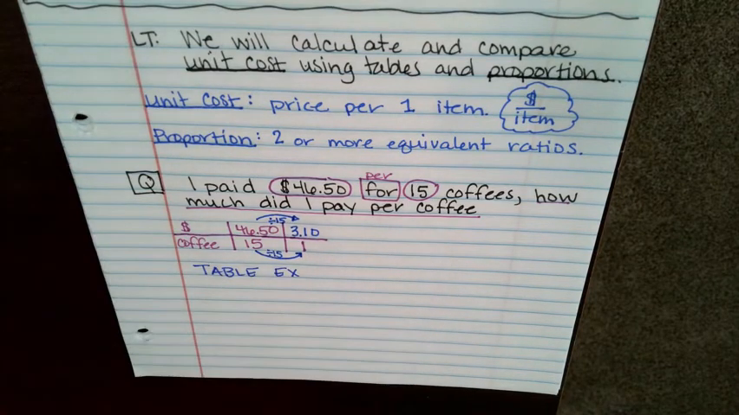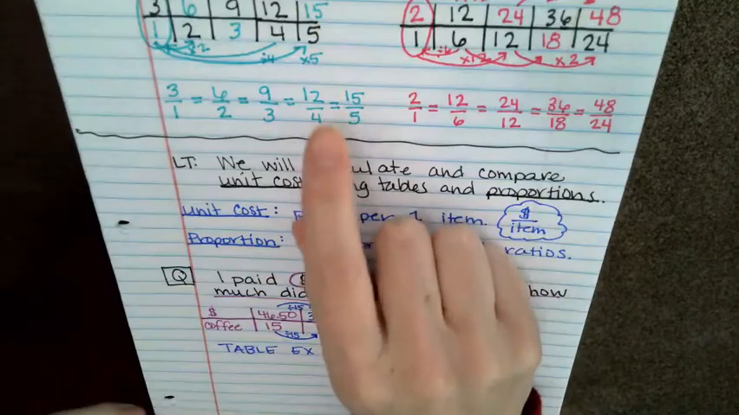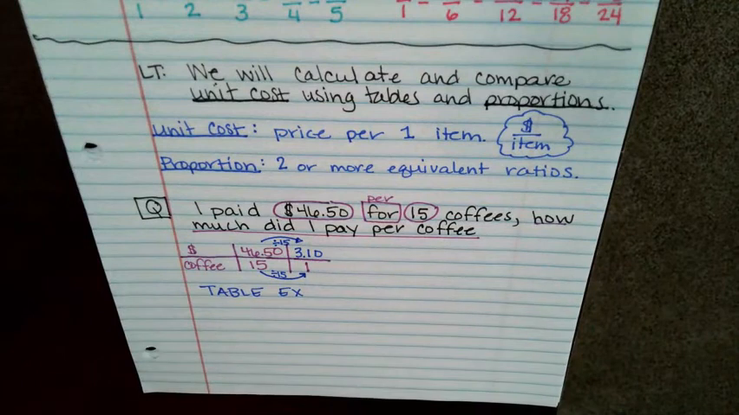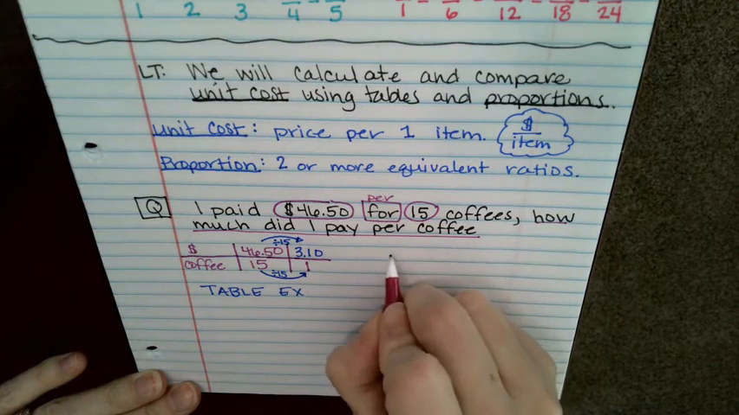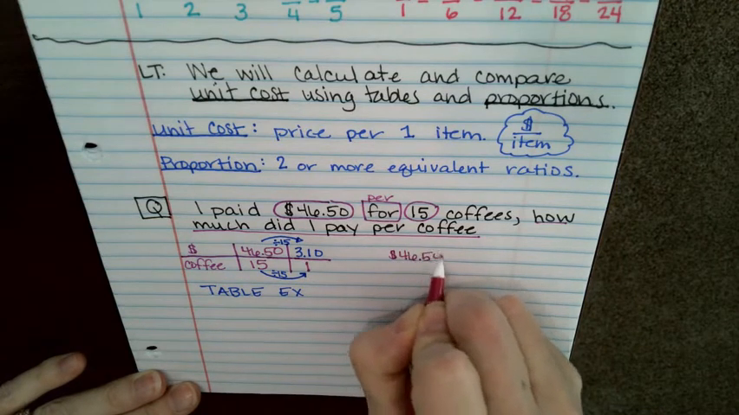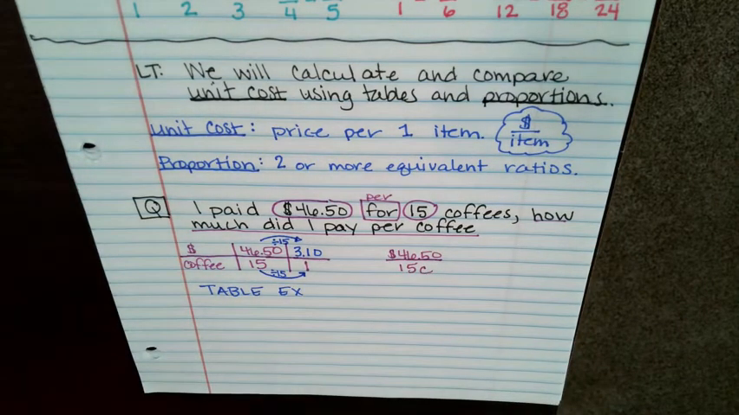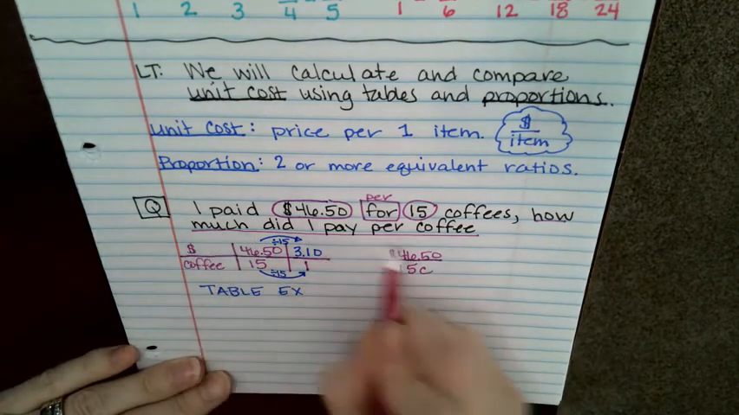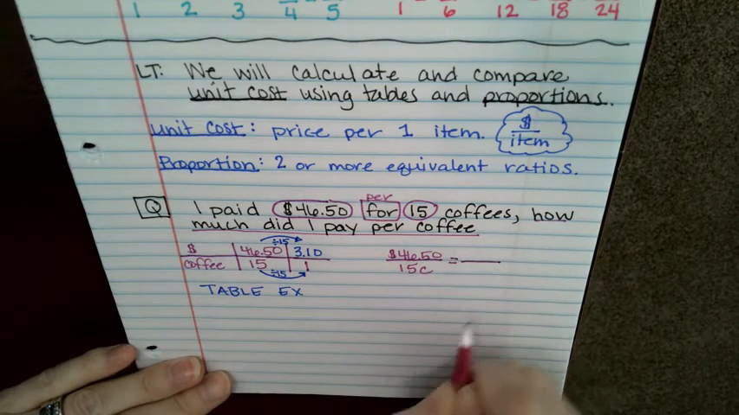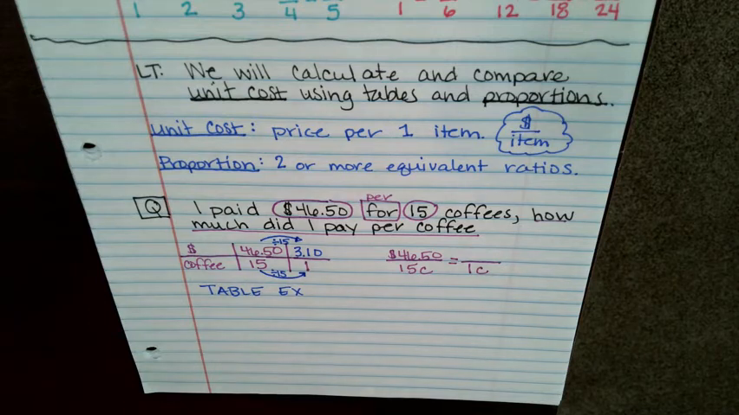Now, if you wanted to set it up as a proportion, remember what we're doing is we're looking for equivalent ratios. So this is really, really cool. I start with my first ratio, and I know it's money on the top. So my first ratio is going to be 46.50 for 15 coffees, and I'm going to put C for coffees. But I'm not looking for 15 coffees. I want to know how much I pay for one coffee. So I'm going to make another ratio, and I'm going to set it equal to one coffee, because all I'm doing is simplifying my ratio to find my unit rate.